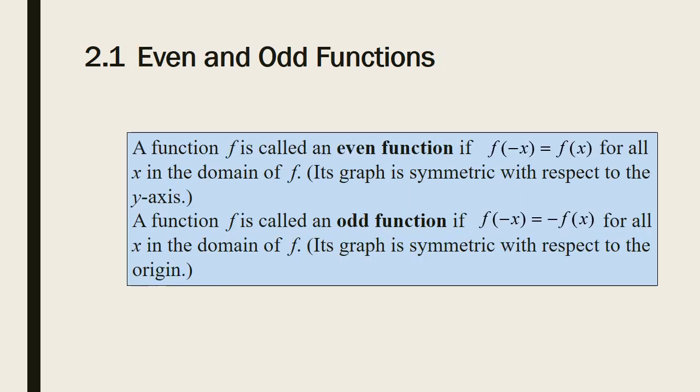Functions can also be described as even and odd, and this is actually related to the type of symmetry they have. A function f is called an even function if f of -x equals f of x for all x in the domain. In other words, if the graph is symmetric with respect to the y-axis, it's an even function. A function is called an odd function if f of -x equals -f of x for all x in the domain. In other words, if the graph is symmetric with respect to the origin.